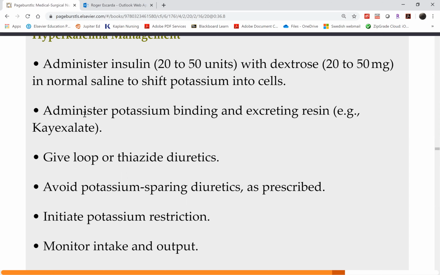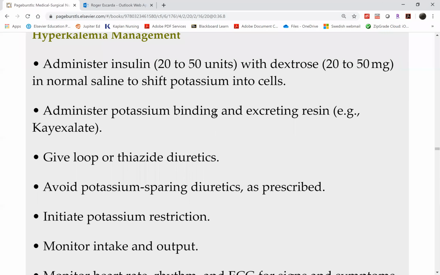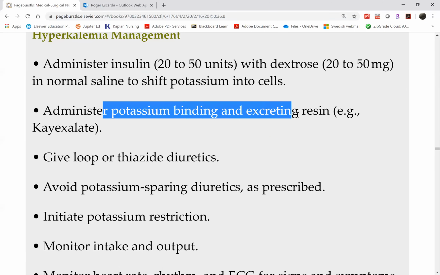However, this is not your priority because of course this takes 2 hours to work. This one takes about maybe 20 to 30 minutes. It will already start to lower potassium. But between the two though, this one here shifts potassium. So technically after the insulin wears off, potassium levels rise again because this one will only transfer the potassium into the cell. This one will eliminate potassium, but again takes too long to work, takes 2 hours or sometimes longer before the patient has a bowel movement.